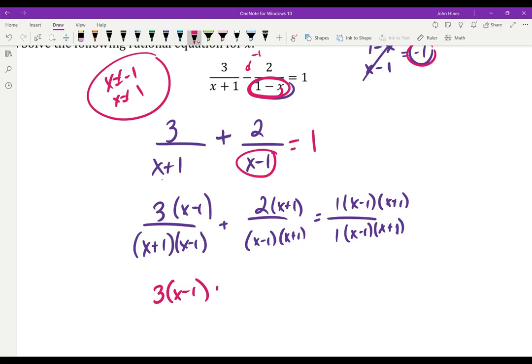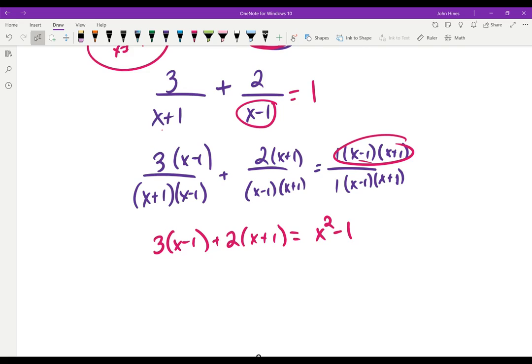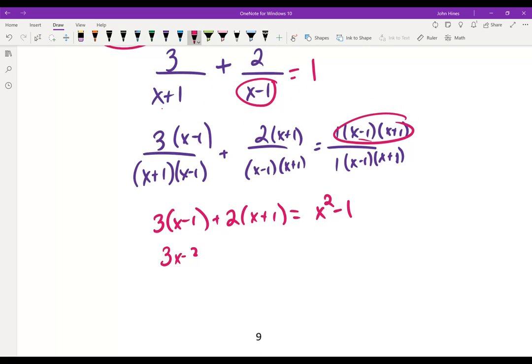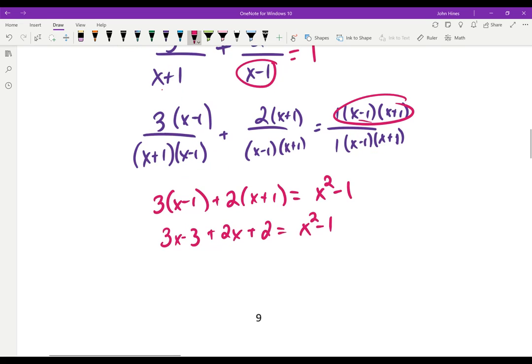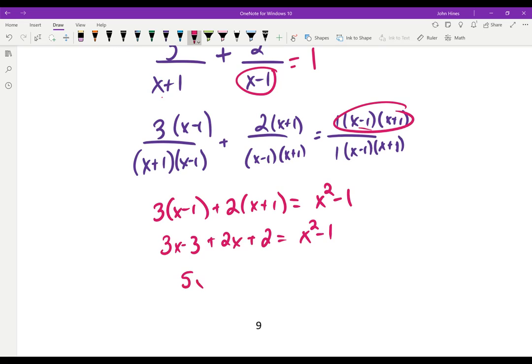Now I have 3 times x minus 1 plus 2 times x plus 1 equals that. Well, that's the difference of perfect squares there. That's if you make a box for those, or realize it's the difference of perfect squares. Little distribution again. And I just got to clean this up a little bit. 5x minus 1 equals x squared minus 1. Going to move these terms over. Make it 0 equals x squared minus 5x.